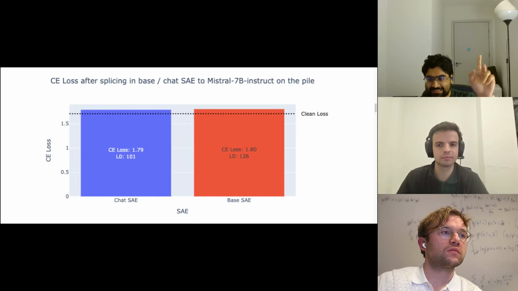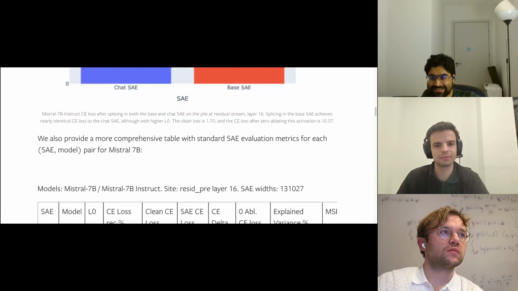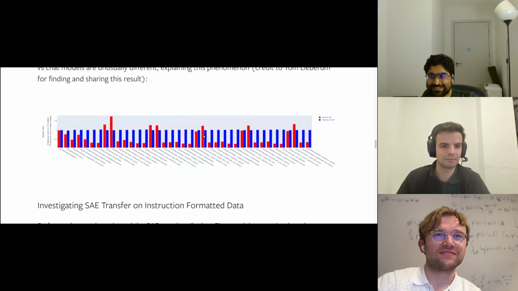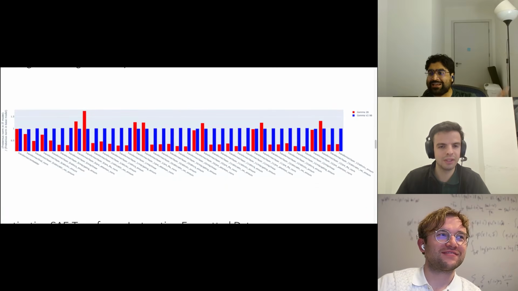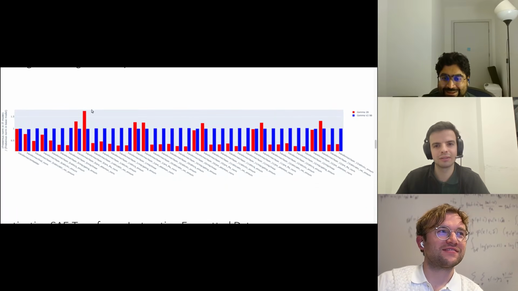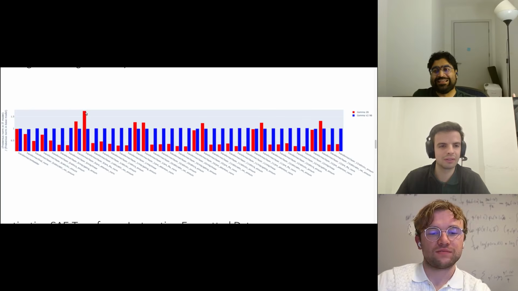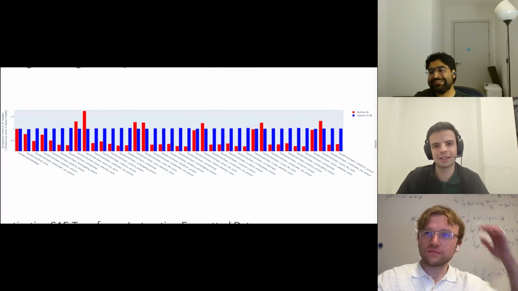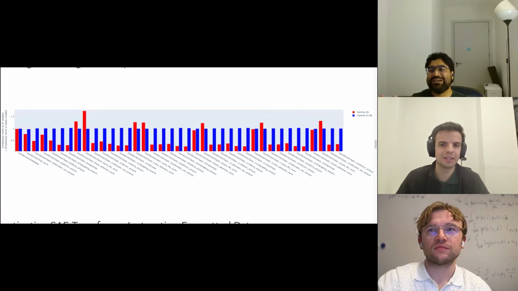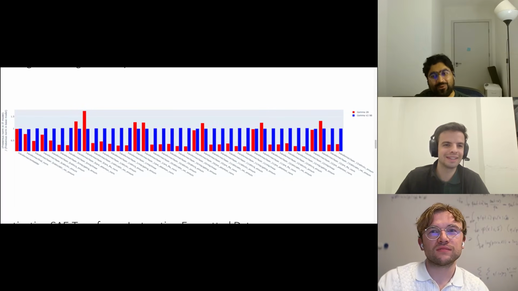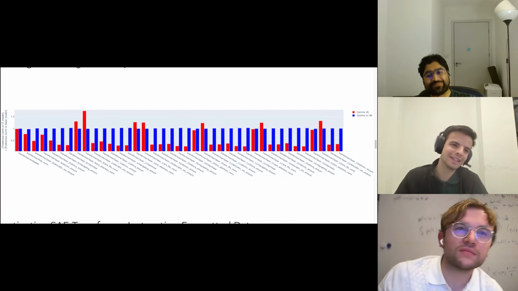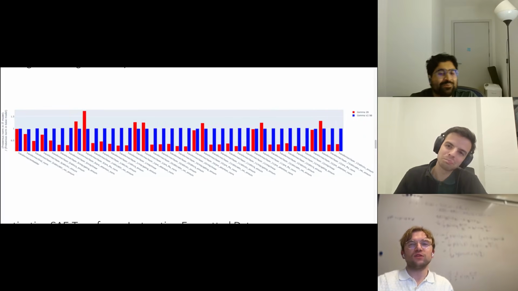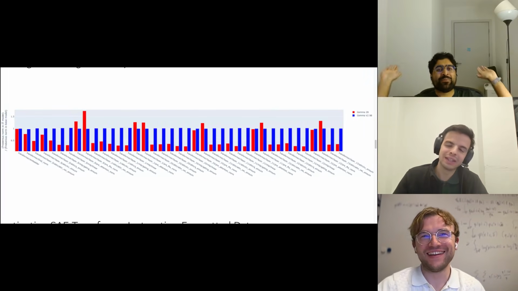Though I will also add that the one exception to this is Gemma 1 2b, which is cursed. We never figured out why. The red bar here is the ratio of norms at different layers in Gemma 1 2b. The blue bars are Gemma 2 9b. You'll observe the blue bars are almost all at 1. You'll observe the red bars are not almost all at 1. What is going on? Nobody knows.